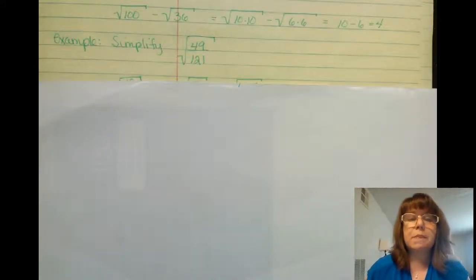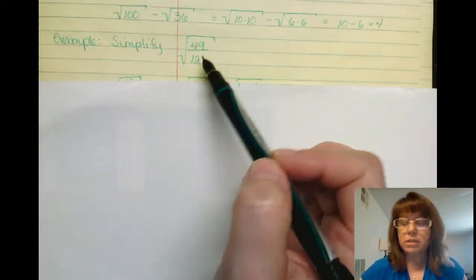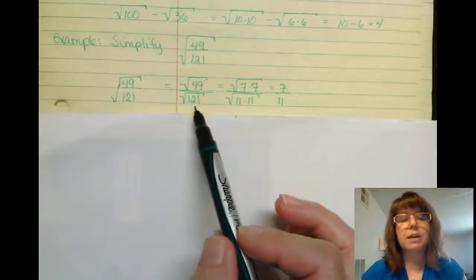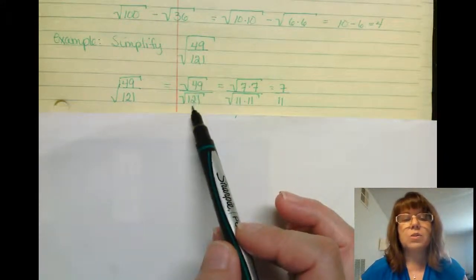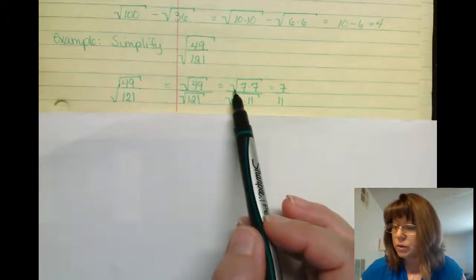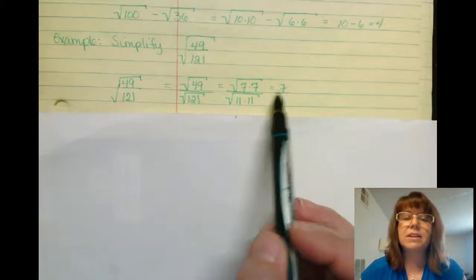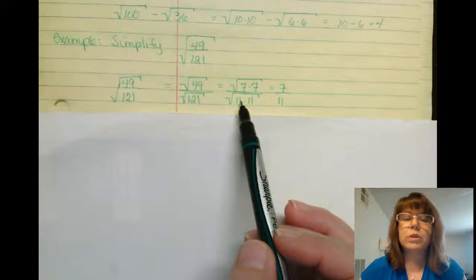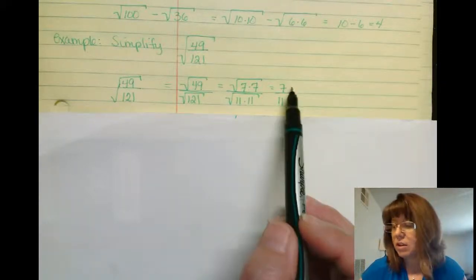One more example. The square root of 49 over 121. Again, I like to break it up. So the square root of 49 divided by the square root of 121. The square root of 49 is 7 times 7, so the square root of 49 is 7. And the square root of 121, well, that's 11 times 11, so it is 11. So 7 over 11.